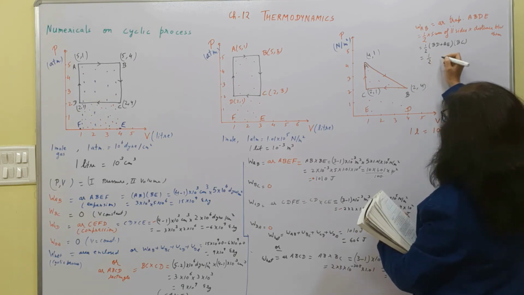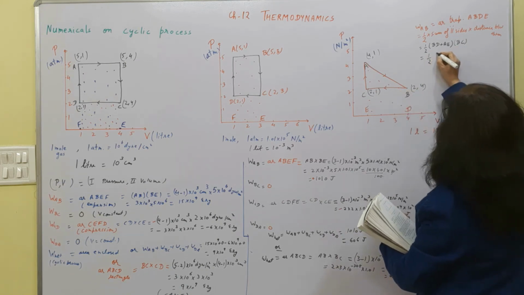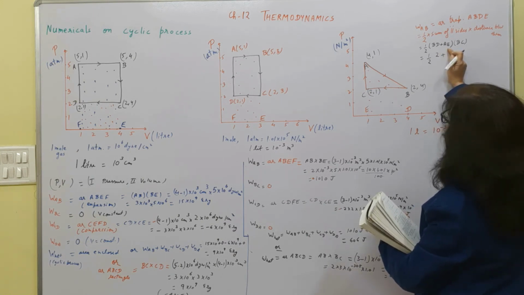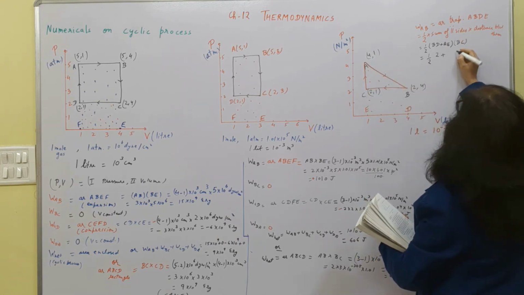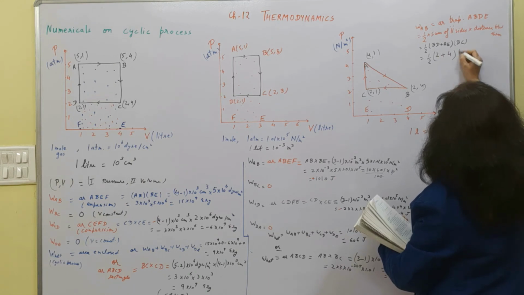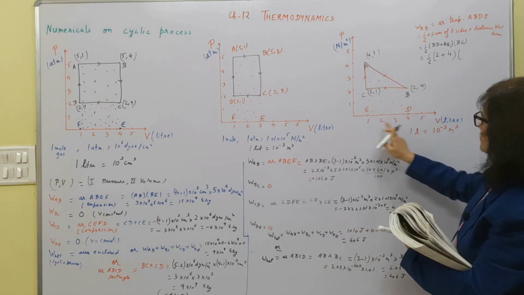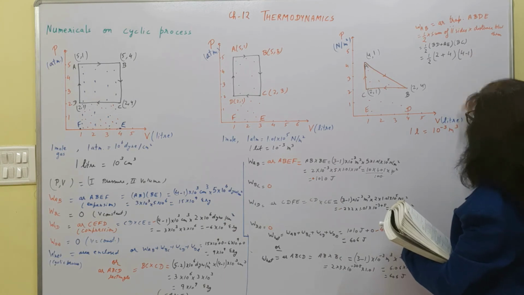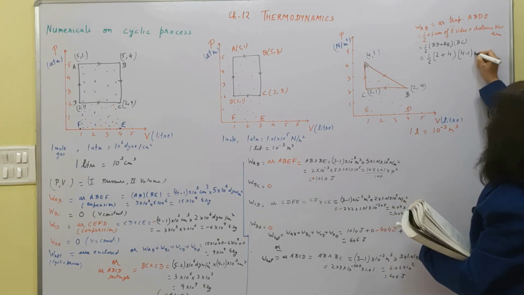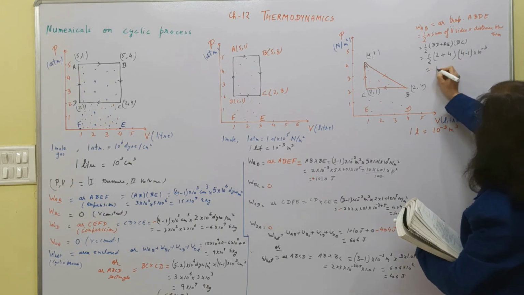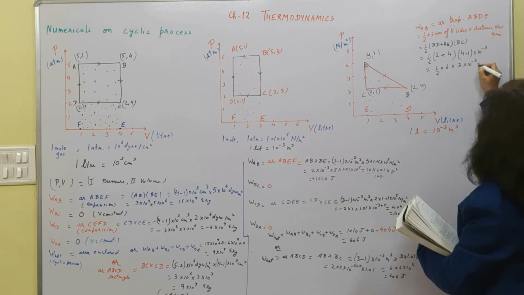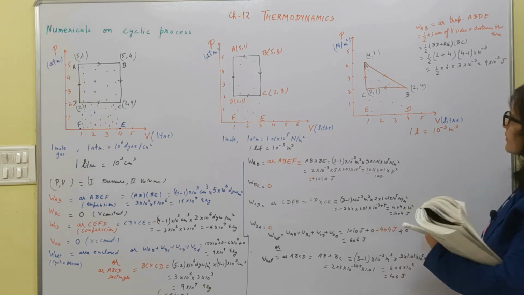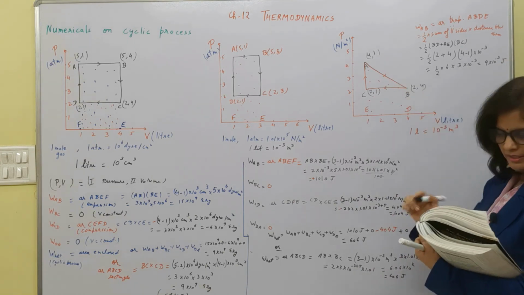So half. BD is how much? BD is 2 Newton per meter square. So 2. AE. AE is how much? This one, AE, is 4 Newton per meter square. BC is how much? This length, that is 4 minus 1. But this is given in liters, so I'll have to write multiplied by 10 to the minus 3. This is half into 6 into 3 into 10 to the minus 3. So this is 9 into 10 to the minus 3 joules, because I have converted this into meter cube and this was already Newton per meter square.